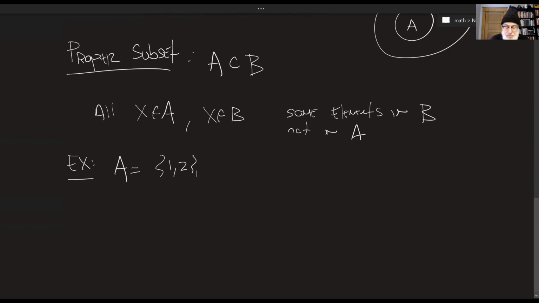So let A be the set that has 1, 2. Let B be the set that has 1, 2, and 3. Then we can see that A is a proper subset of B. A has 1, 2, which is also in B, and B has 3, which is not an element of A. So there's no possibility that A and B are equal. So this is a proper subset.